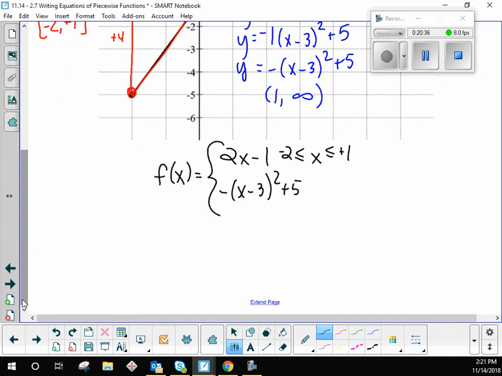I would write all x greater than 1. That's how I like it. You can also do this: all x is between 1 and infinity. This is also correct. Okay, I'll take either form that you like.